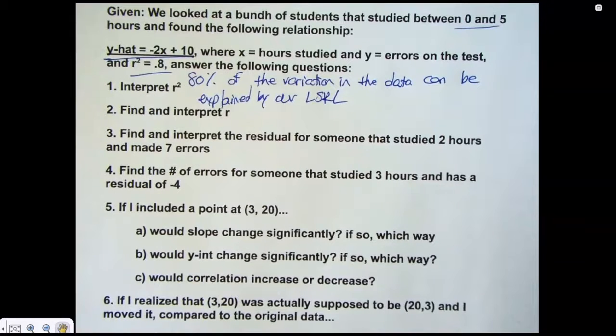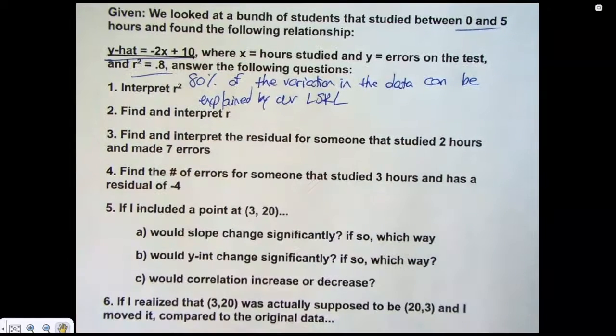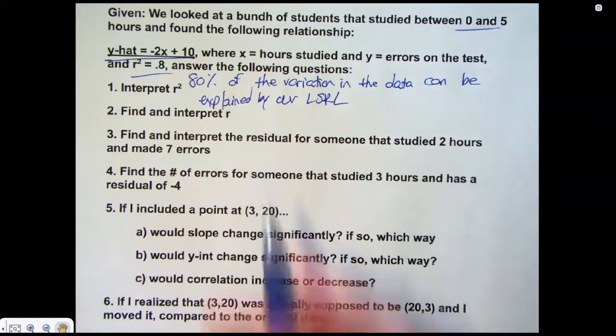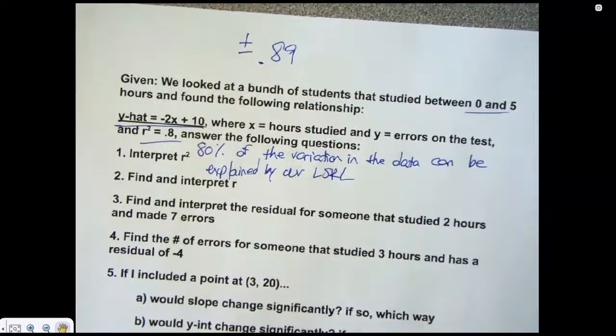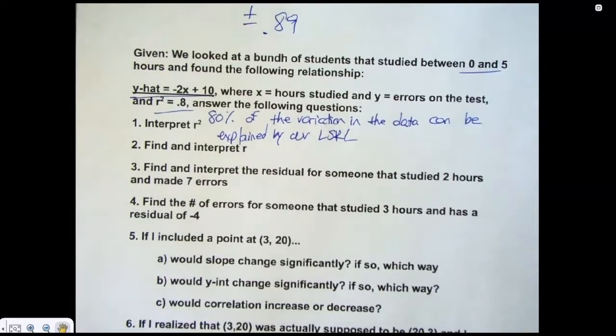Find and interpret r. So this is where I'm not trying to trick you, but it could have thrown some people off. So how do you go from r squared to r? Is square root, right? But there are two square roots. There's positive and negative 0.89. And then you got to decide which one. So you're going to use the negative one in this case, which we usually don't.